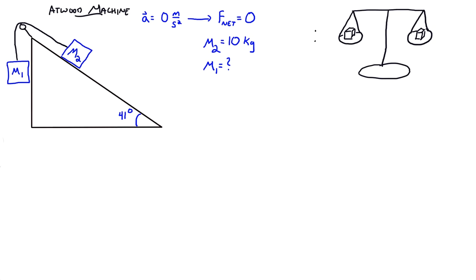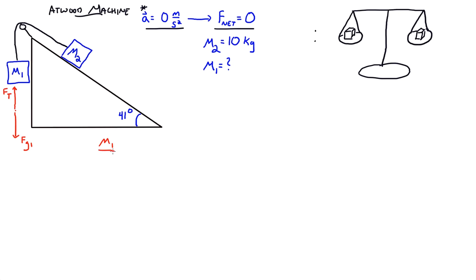The critical step in determining the solution relies on the realization that since the block is stationary, the acceleration is 0. Which in turn means that the net force must also be 0. Let's continue by drawing a free body diagram for block 1. There's a force of gravity pulling block 1 down, and there's the tension force from the string pulling up.